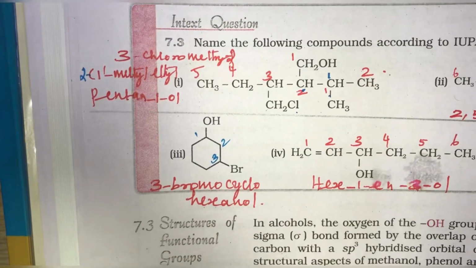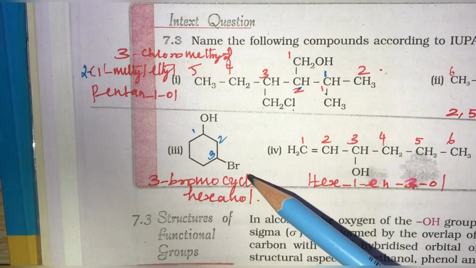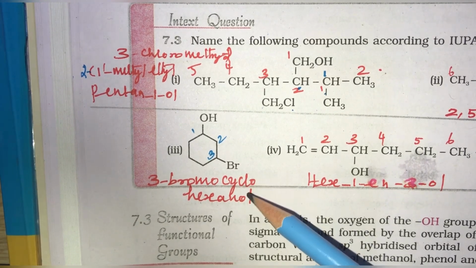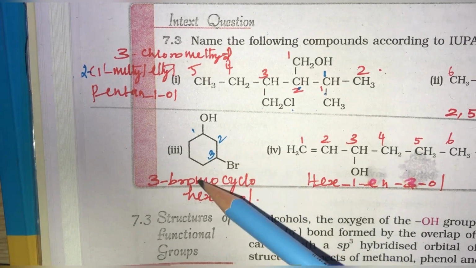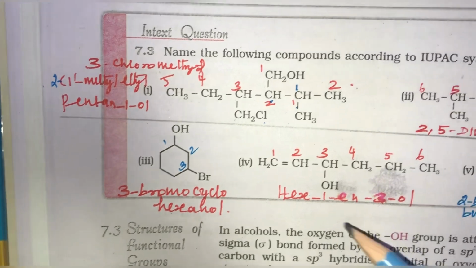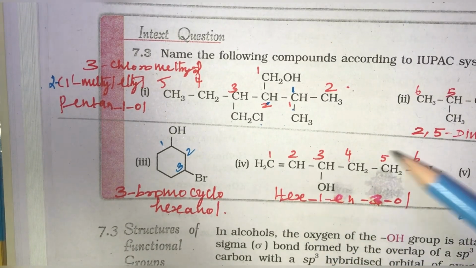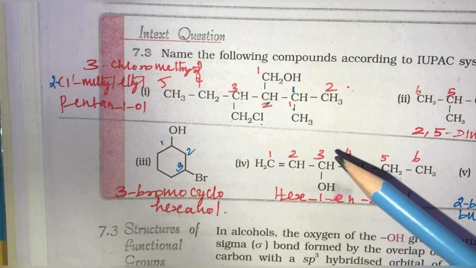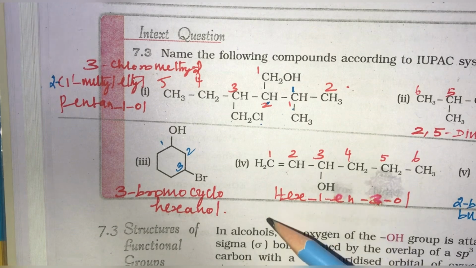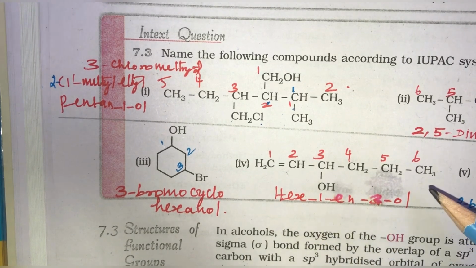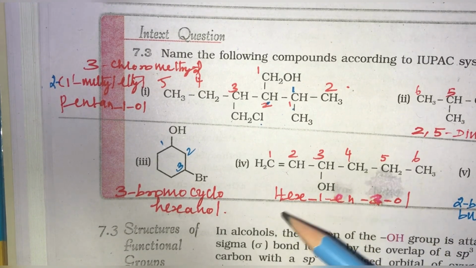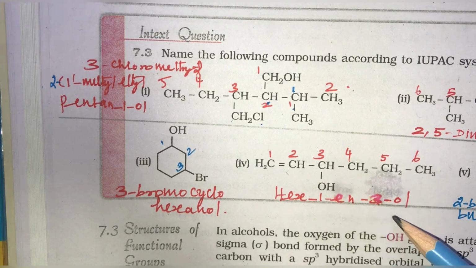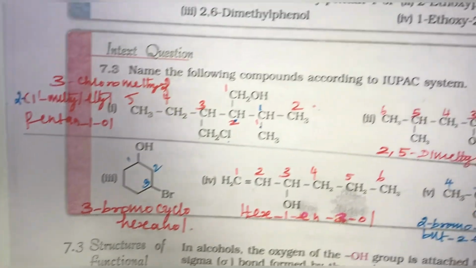And the next one is a saturated compound, cyclohexanol, where bromine is present in the meta position. Thereby we can name it 3-bromocyclohexanol. And here the 6-membered ring, so hexane, first position double bond is present, so hex-1-ene, and third position alcohol is present, so cyclohex-1-en-3-ol is the name of this compound.